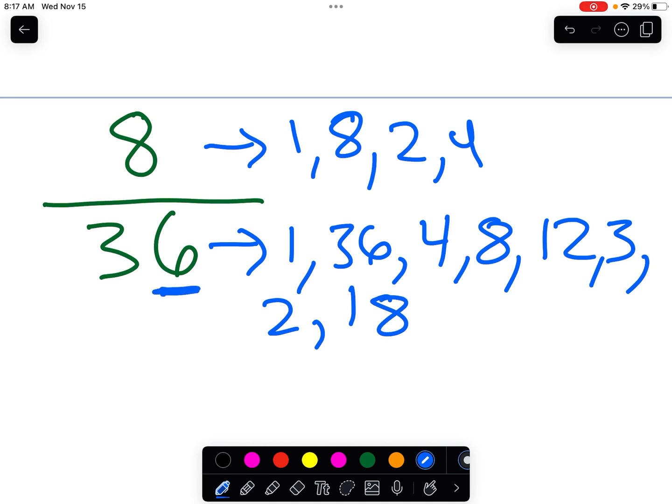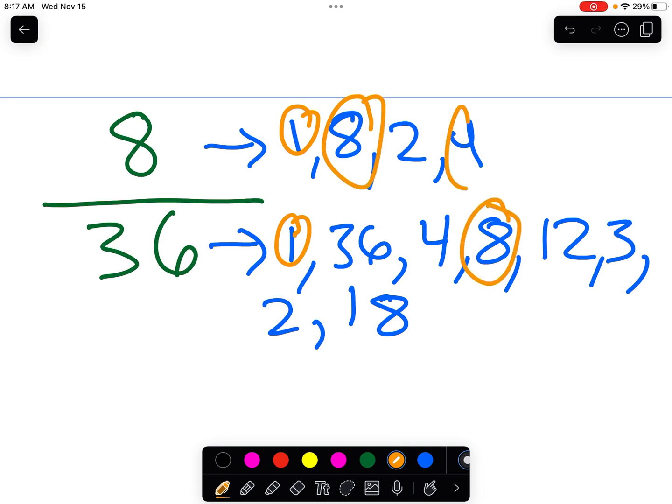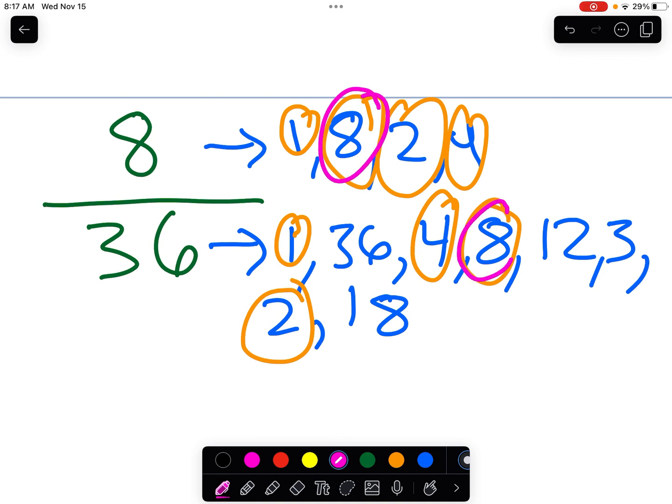Anytime a number is even, you know it can be divided by 2. That's a helpful little trick, right? And 8 is an even number, so it can be divided by 2 as well. Let's look for our common factors. 1, of course, is a common factor. I see 8, and 4, and 2. A bunch of common factors here. However, what's the greatest common factor? That's going to be 8.